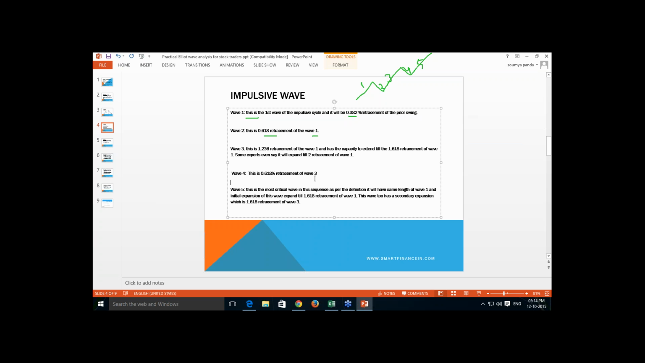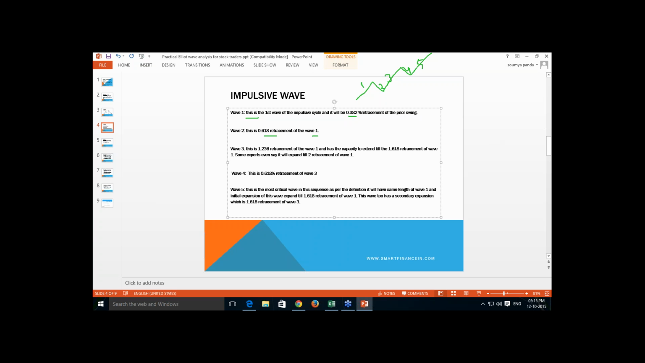Wave 4 again is against the trend, and it is a 0.618 retracement of wave 3, and wave 5 also has the same length as wave 1, and it has an expansion of 1.618 retracement of wave 1, and it too has a second degree of expansion till 1.618. So these are the things of a wave structure, and it has a vast rule set also.